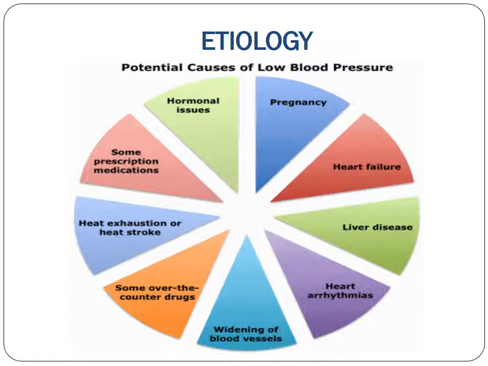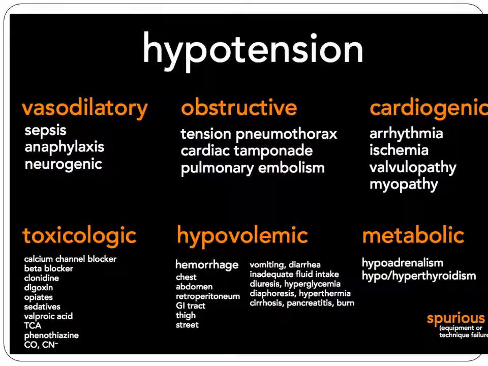Now what are the etiological factors for this? Various factors are responsible for causing hypotension. It could be due to hormonal changes or disorders. Pregnancy can also be one of the factors. Heart failure, liver disorders, heart arrhythmias, widening or dilation of the blood vessels, and some drugs can also cause your blood pressure to drop. It can also be due to heat stroke, severe exhaustion, and sometimes prescribed medications can lead to this condition.